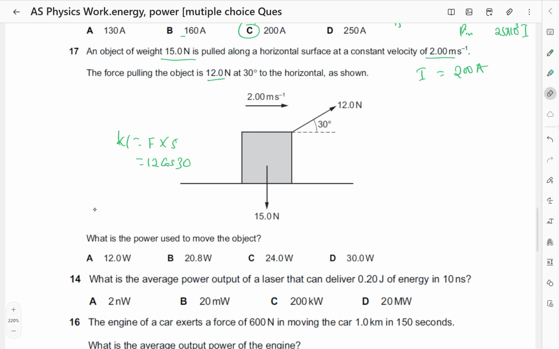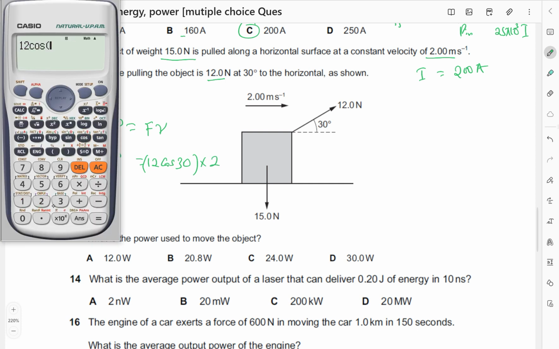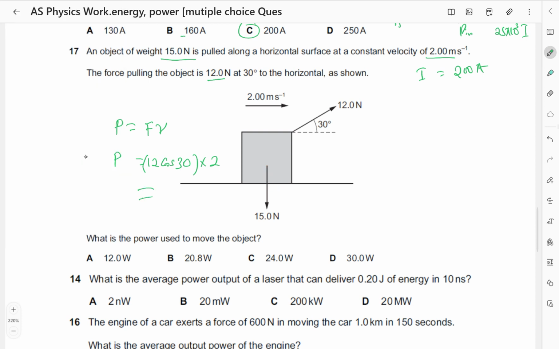So here I will not mind about work done. I'll just find the force causing motion in the horizontal and then find the power. So power is going to be force times velocity. So power is going to be 12 cos 30, times the velocity, which is 2. So 12 cos 30, times 2, is going to be 20.8 watts. So the answer is going to be B.